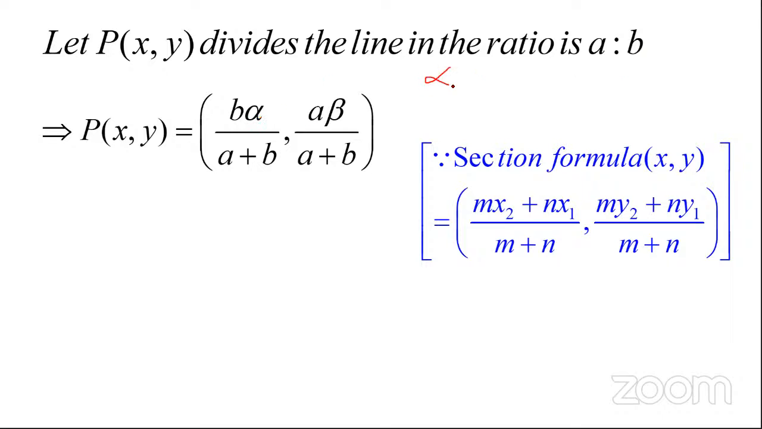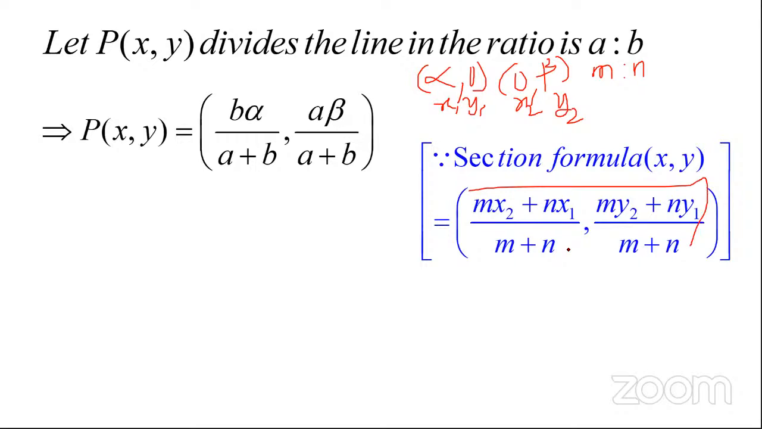Here alpha comma 0 is x1, y1, and 0 comma beta is x2, y2. Just substitute there: a is to b is m is to n. Substituting in the equation, for the x coordinate: a of 0 is 0, plus b of alpha, by a plus b, which is b alpha by a plus b. Similarly, for y: a of beta plus b of 0 is a beta by a plus b.